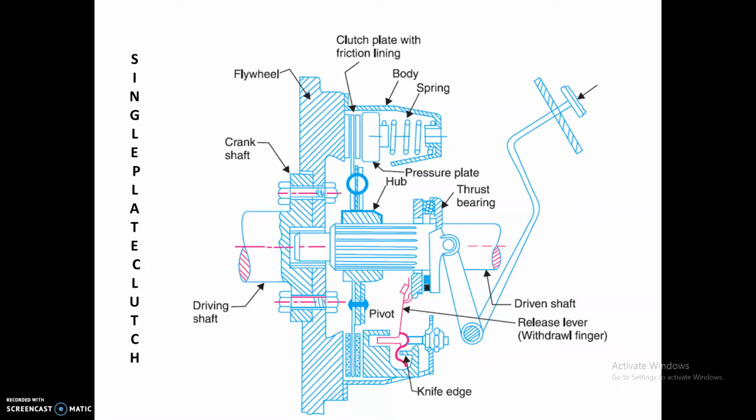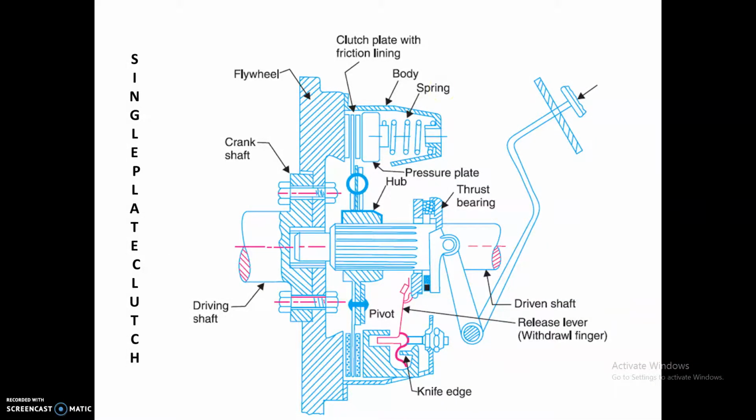When the clutch pedal is pressed, the pressure plate is moved towards the right side against the spring force by compressing the springs. This is achieved by means of a suitable linkage. And here you have the thrust bearing. So with the help of this thrust bearing and this linkage, the pressure plate moves towards this side and disengagement of the clutch takes place. Due to this movement, the pressure plate and friction plate are released.